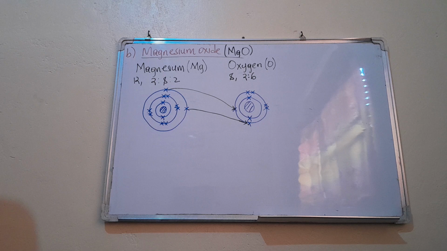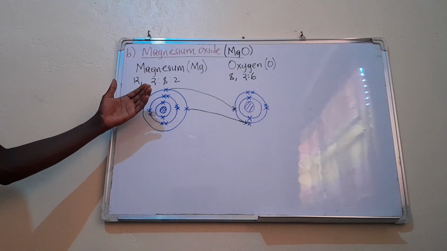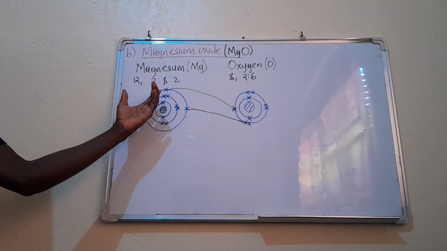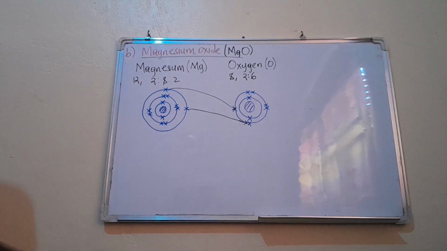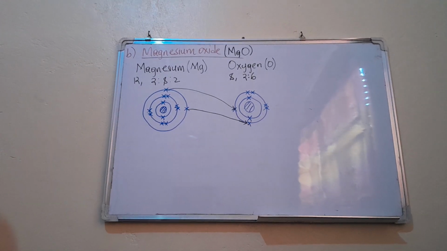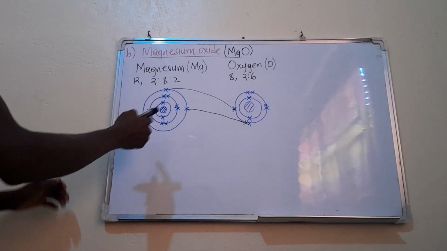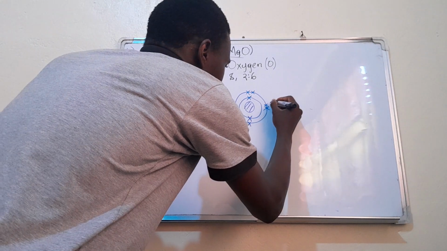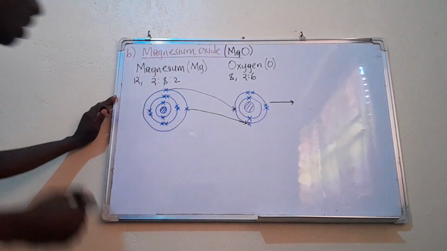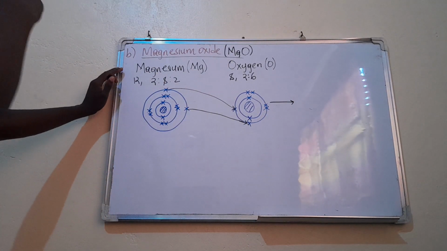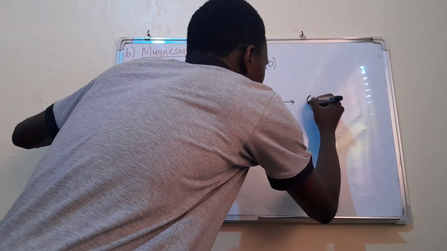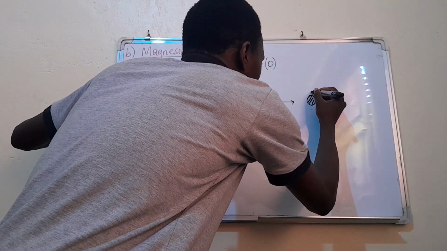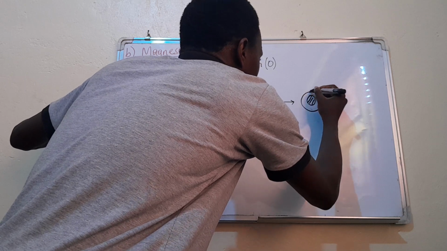So that is how we transfer those electrons from being unpaired to where there is another unpaired electron, such that we come up with paired electrons. So when both of them combine, we shall have this as our new atomic structure of magnesium.